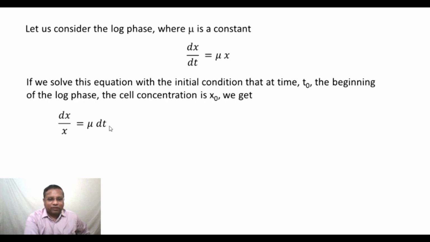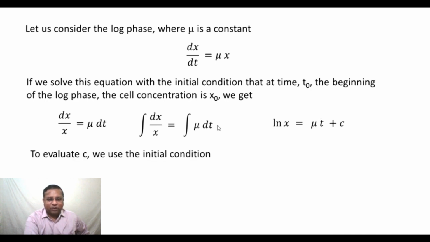If we go about solving this equation, there are a few steps, which I've written down here. Dx by x equals mu dt. Integrate both sides. We get the integral of dx by x as ln x, and on the right it is straightforward, mu t plus c, an indefinite integral. We have the initial condition here, which can be used to evaluate c. If you put in the initial condition at time t equals t0, x equals x0, therefore ln of x0 equals mu t0 plus c, or c equals ln of x0 minus mu into t0. This is our c.